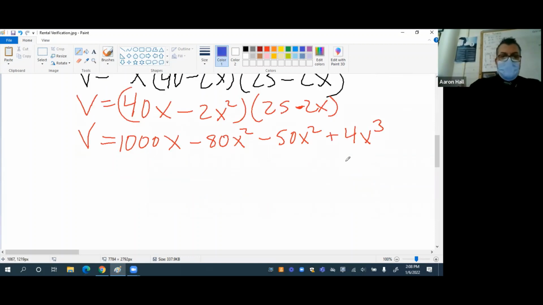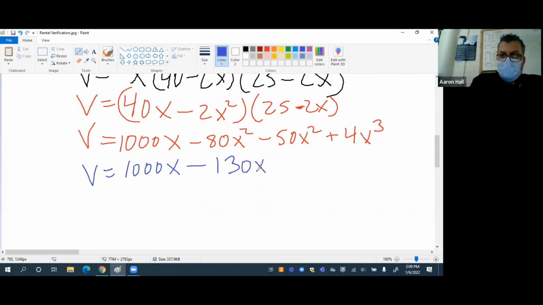Combine like terms. That gives me that the volume equals 1,000x minus 130x squared plus 4x cubed. Does that look right? Okay, now what?